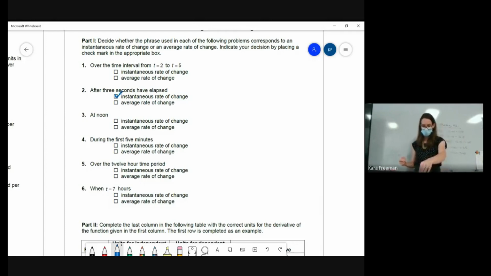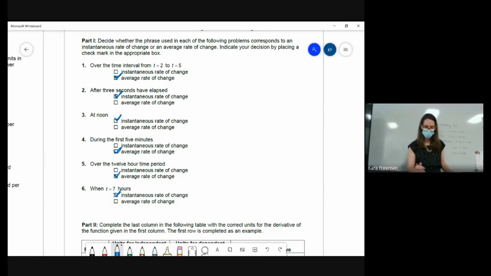Okay, what about over the time interval from 2 to 5? Average. Yeah, that's pretty easy. At noon. Instant. During the first 5 minutes. Average. Over the 12-hour time period. Average. When t equals 7. Instantaneous. Okay, so I just wanted to go over those.